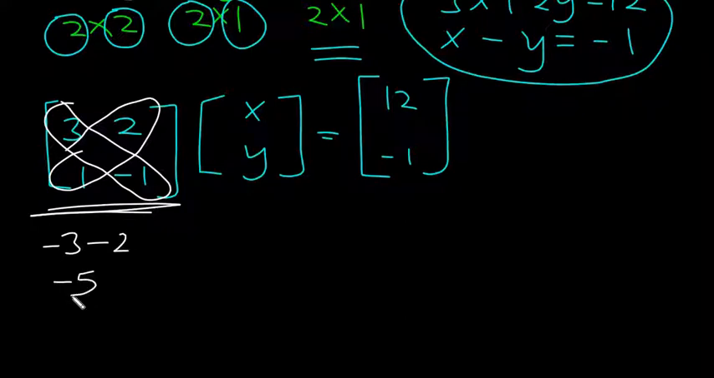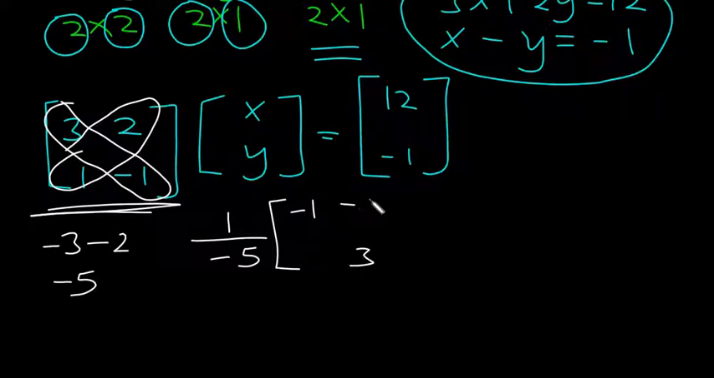To find the inverse, we write it as 1 over the determinant, which is -5, and then we interchange the position of 3 and -1. So we're going to have -1 here and 3 there, and then we're going to have -2 and -1.